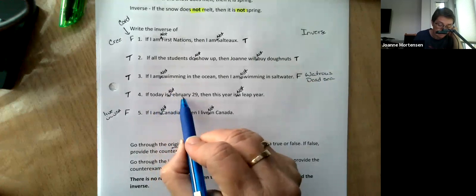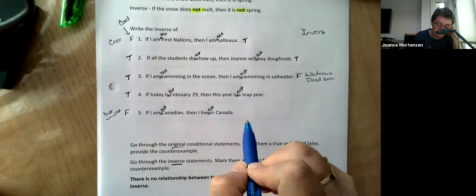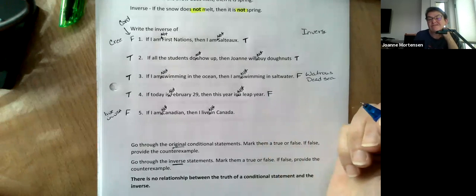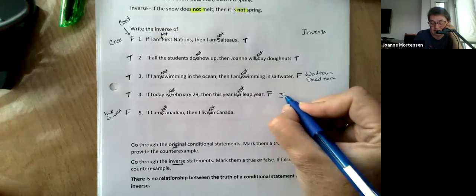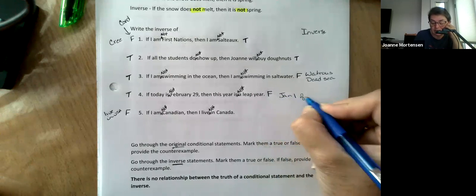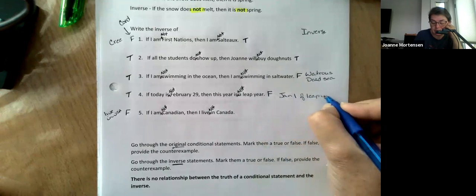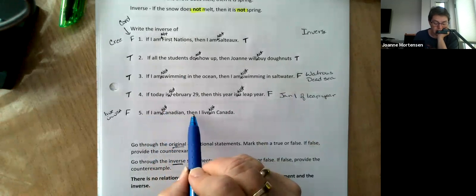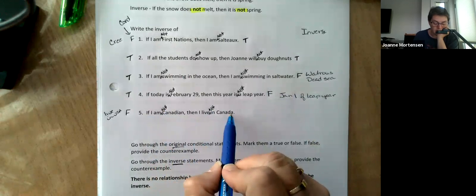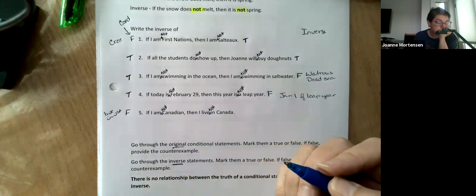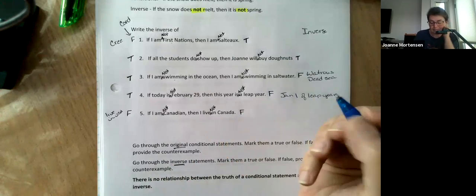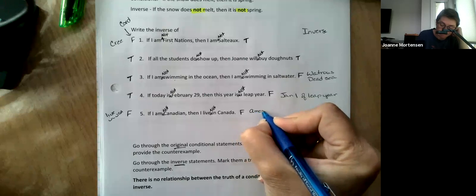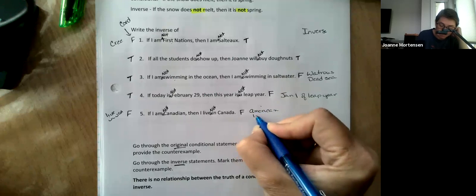If today is not February 29th, then this is not a leap year. That's false too. It could be January 1st of a leap year. And if I am not Canadian, then I do not live in Canada. False. You have somebody who is American living in Canada.